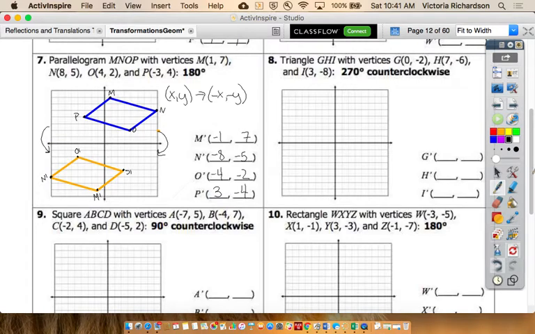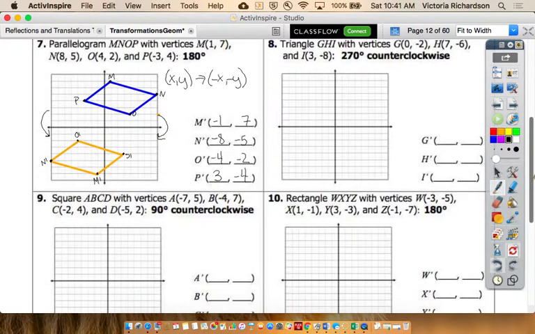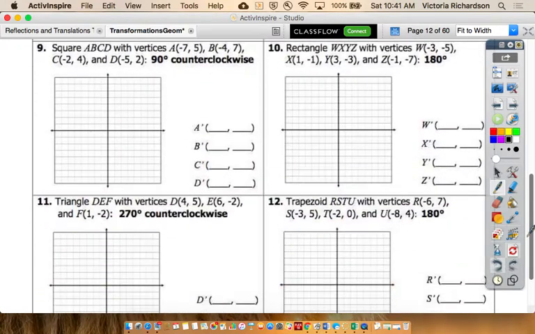Number 8 on the homework is a 270 degrees counterclockwise rotation, which is the same thing as 90 degrees clockwise. So I have a square, starts with negative 7, 5, and we're going to rotate it 90 degrees counterclockwise or 270 degrees clockwise. My X and Y are going to change to negative Y, positive X. And this is like the first example that we worked.